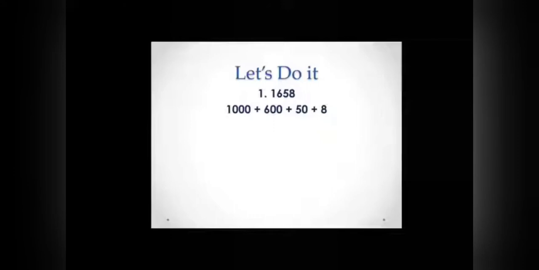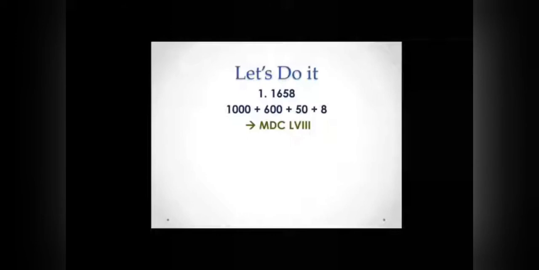Let's do it. So here I have given a number, 1658. Always remember, when you want to write a Hindu-Arabic number as a Roman numeral, try to break the number. So I am going to divide this number as 1000 plus 600 plus 50 plus 8. Doing this, it becomes easy for me to write them in Roman numerals.